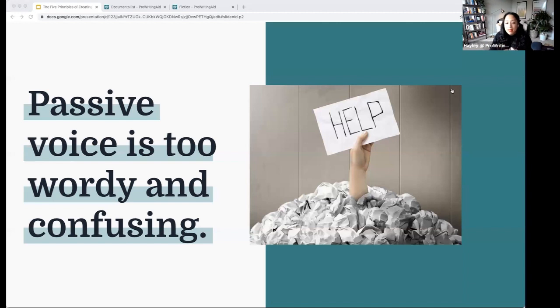But for a lot of us as writers, passive voice is a bad habit. It's a habit that we just fall into, and then we never really think about it again because it's not flagged in Word or Google Docs or anything like that. So we don't think about it. However, when we're not thinking about it, it's creating a negative experience for our readers.